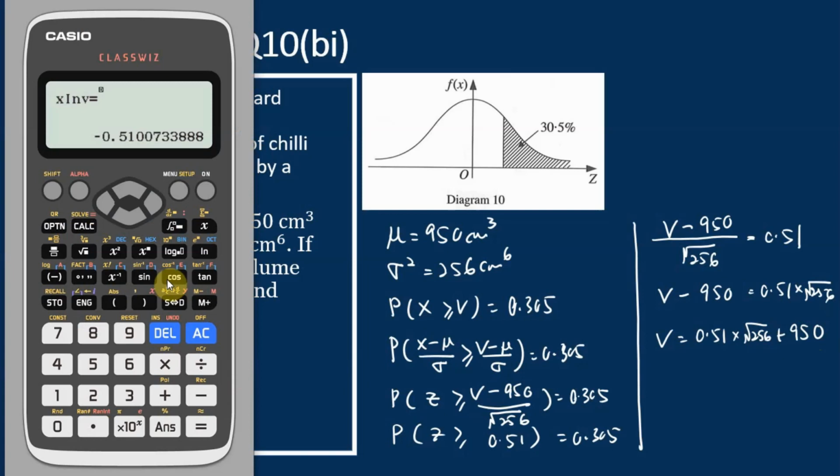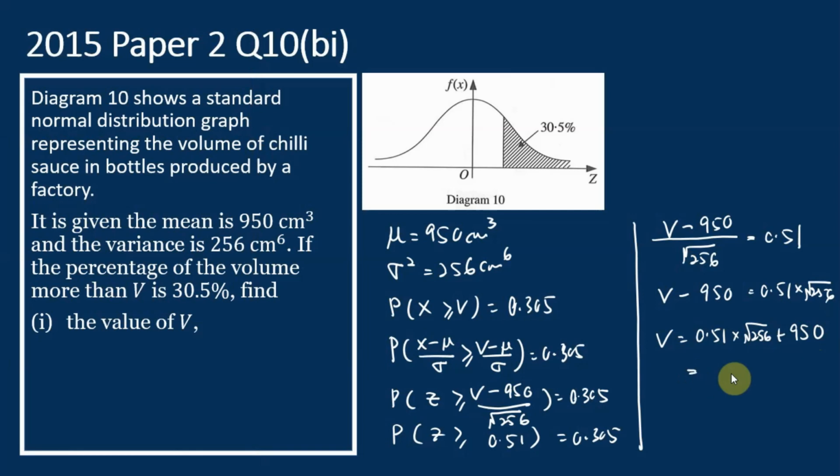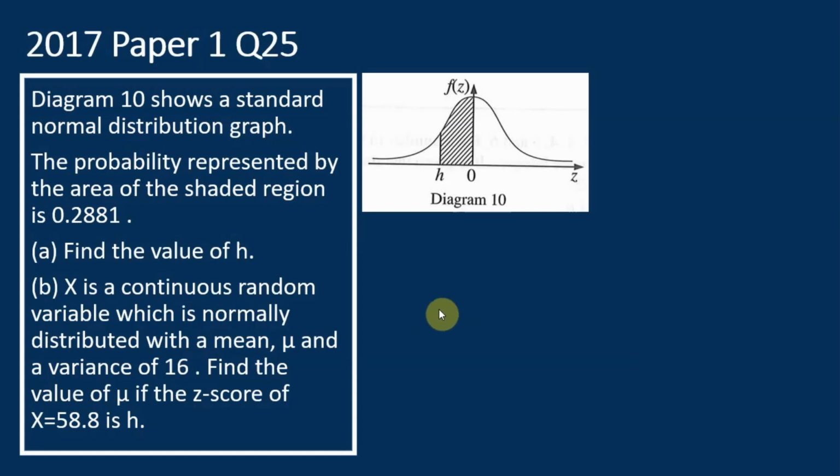In the calculator, let's go back to the calculation mode. So 0.51 multiplied by the square root of 256 and then plus 950. The answer is 958.16, so V equals 958.16 in centimeter cube. So this is the value of V. Now let's see another past exam question.